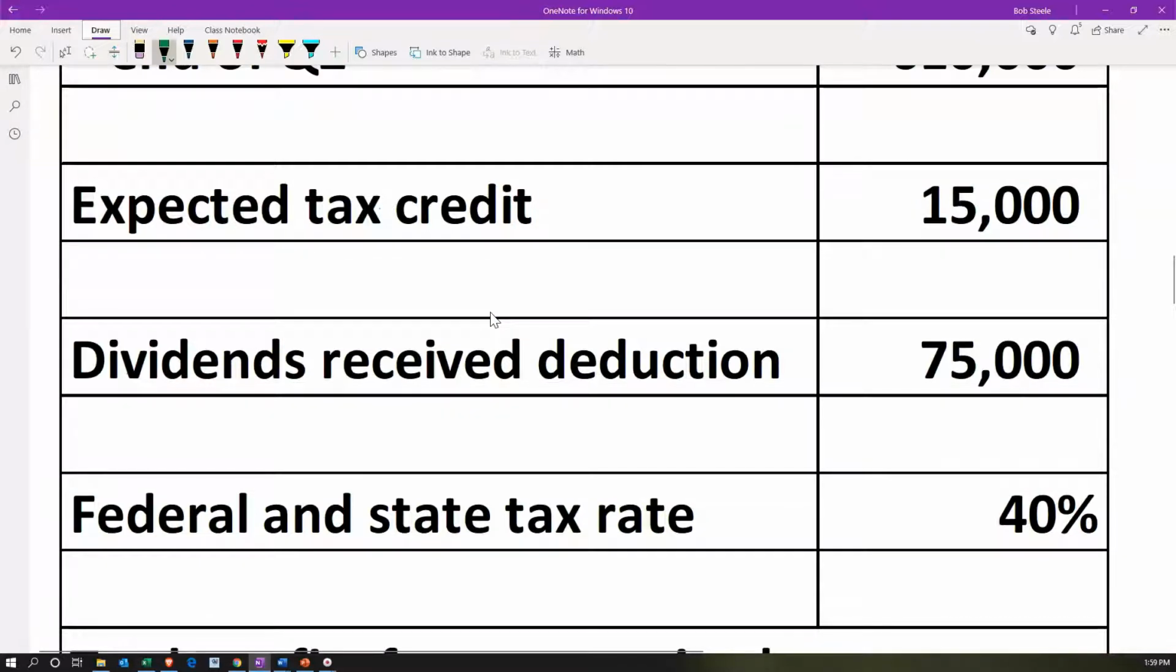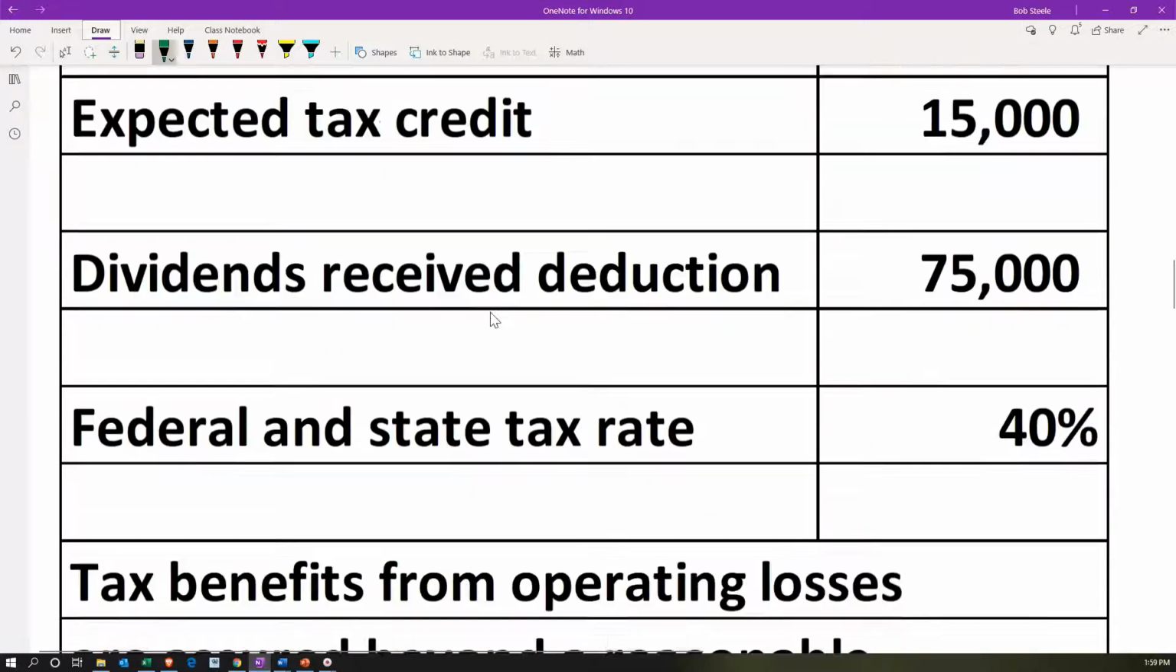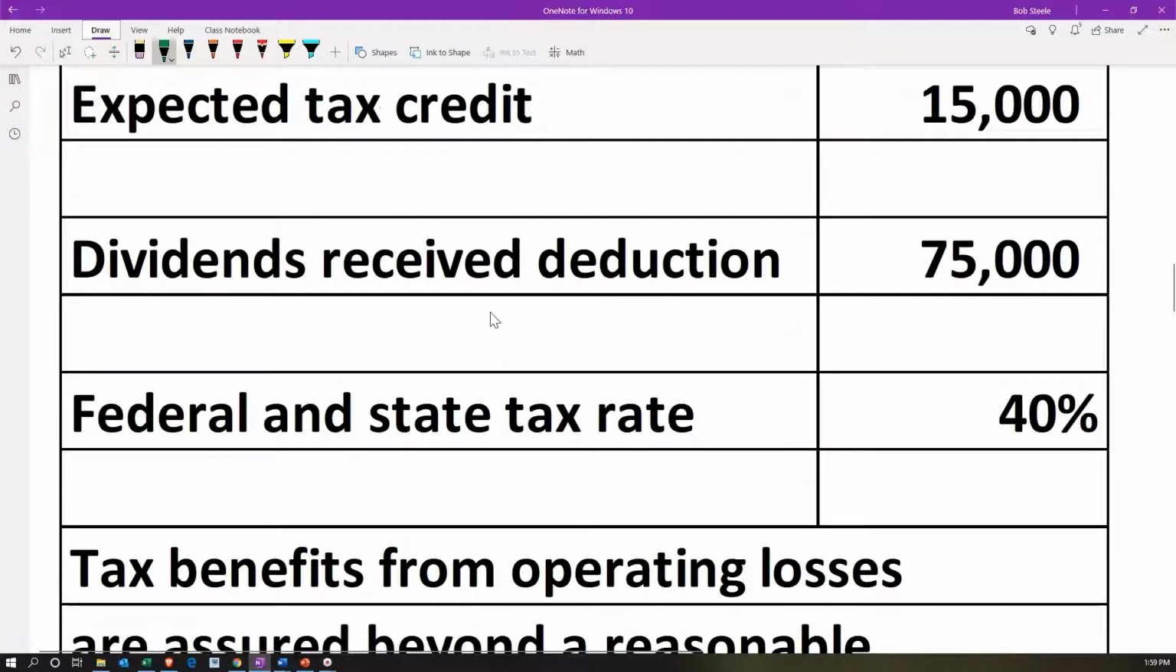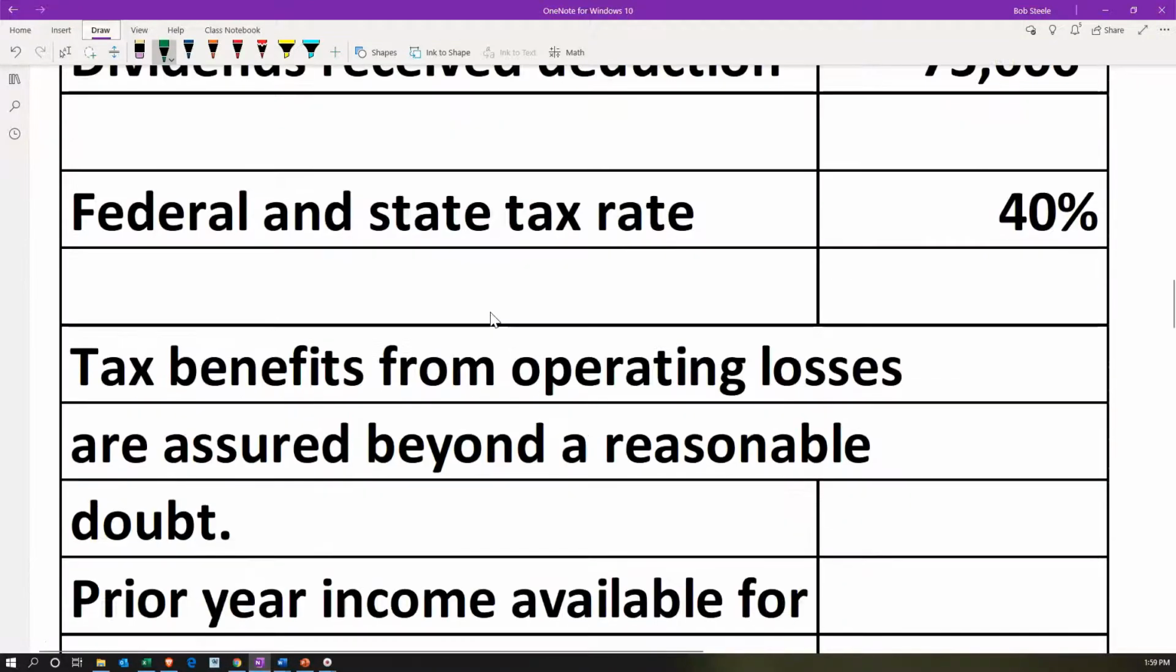So this is going to be a tax credit we're going to have to take into consideration. That's on an annual basis. Dividends received deduction. This is going to be a deduction that will differ from the books to the tax return. So it's a permanent difference we will have to deal with. Then the federal and state tax rate, we say is 40%. So that includes both federal income tax and state income tax, and that rate is on the taxable income.